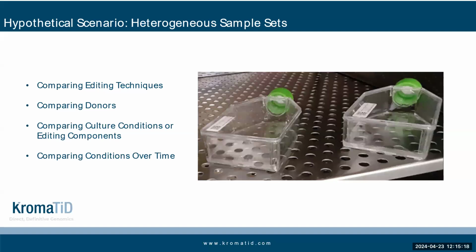Donor samples may be compared against each other, the impact of various culture conditions, and the components of the editing method itself can be tested. The impact these variables may have on genomic stability can also be measured over different time points. Valuable inferences may be derived about potential sources of changes to chromosomal structure with direct single-cell visualization.